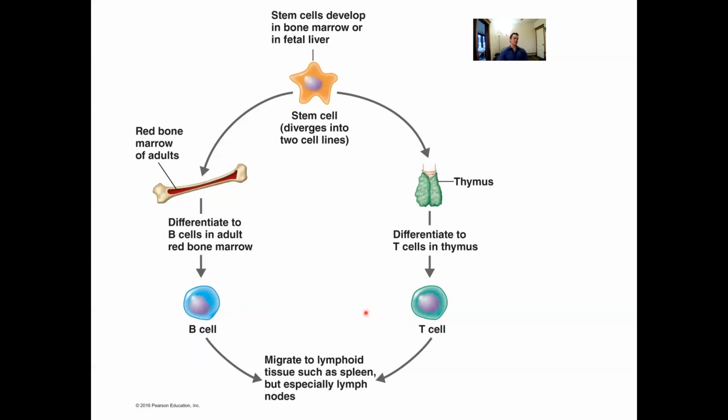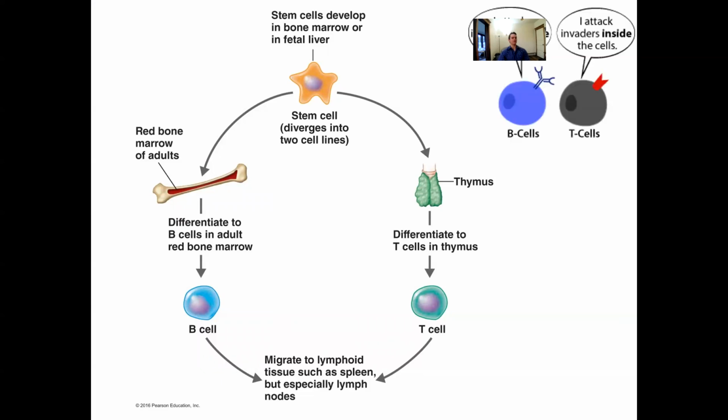Once these cells are formed, they will migrate to lymphoid tissue such as the spleen and especially lymph nodes. You can remember the T in the thymus and the B for the bone marrow. It's just an easy way to remember where these cells come from. Okay, so again, just as a reminder, B cells attack outside the cells, T cells attack inside the cells.